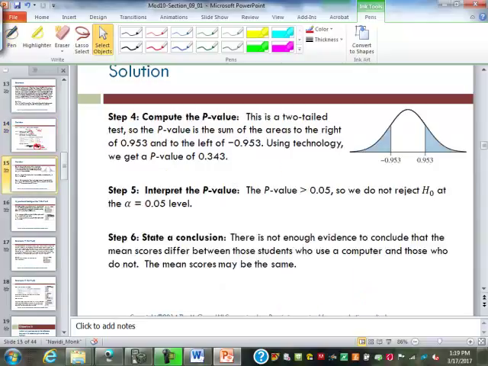So our p-value, since this is not equal, we have to find the probability of being greater than 0.953. But we also have to find the probability of being further away on the other side of the curve. So less than negative 0.953.